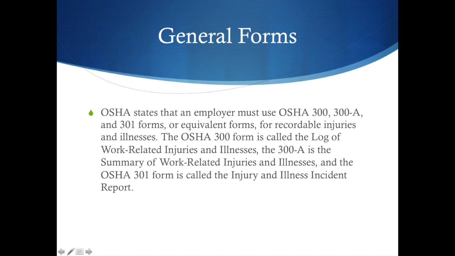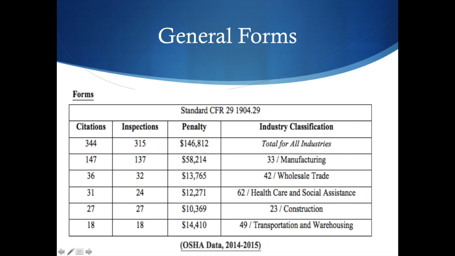A total of 344 citations were noted on 315 inspections for a total penalty amount of over $146,000 for the OSHA recordable year. Manufacturing had a total of 147 citations over 137 total inspections for a figure of over $58,000 penalty dollars. Once again, due to the fast-paced production-oriented environment, proper safety forms and logs can take a back seat in priority and be overlooked.